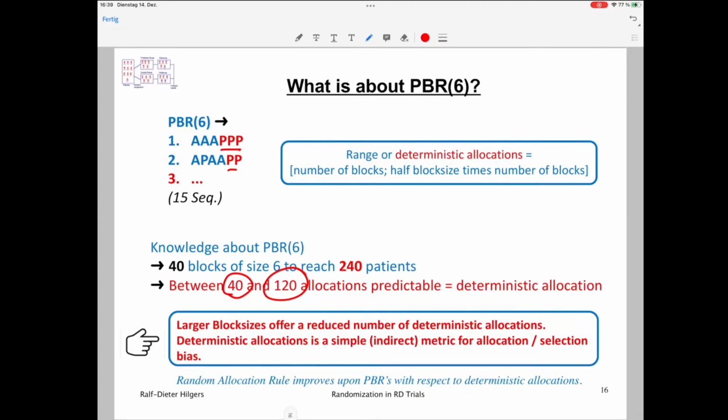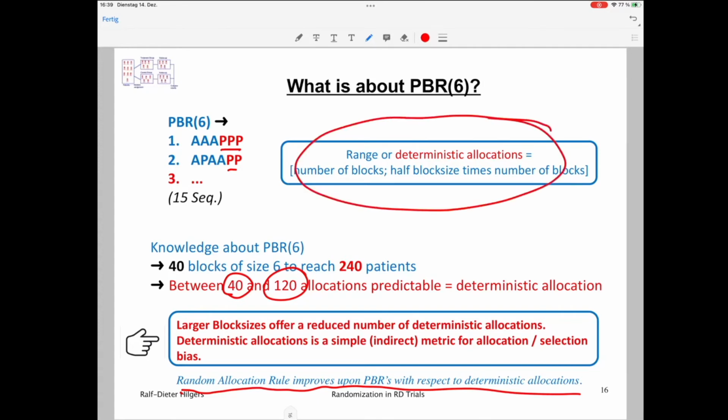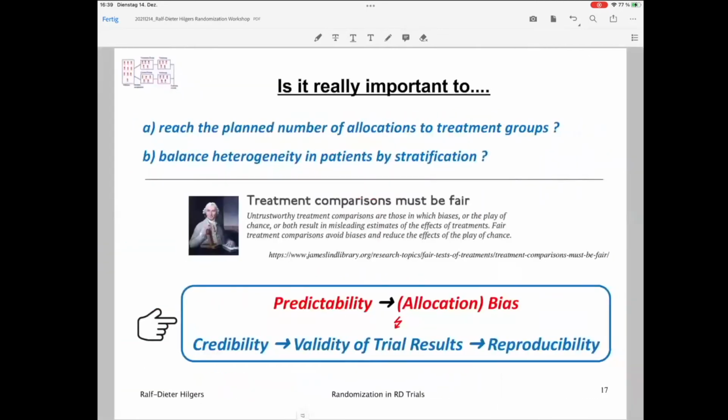So that means by increasing the block size, the number of potential deterministic allocations decreases. That advocates larger block sizes, and it clearly shows you, from this point of view, that the random allocation rule is the best procedure you can have when you are doing permuted block randomization. And here is the rule for constructing the deterministic allocations. On the other hand, what I discussed right now is only the fact that we have deterministic allocation. It is one metric, and it is not really related to my concrete trial, to my concrete disease, to my specific setting. So we can do better.